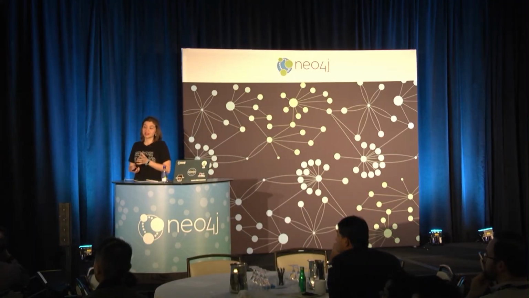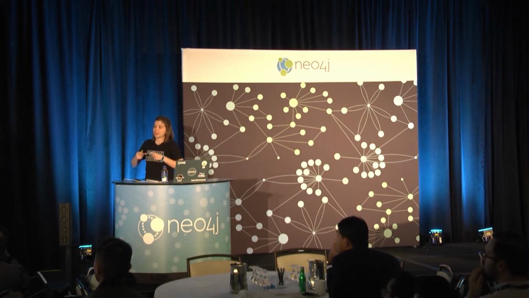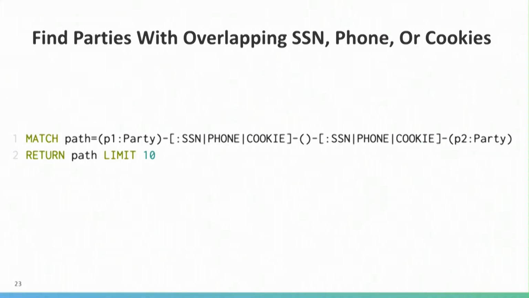Now that he's got the information all dumped in there, he needs to query it and start looking at the graph data. This is where he can construct some Cypher. He's going to look for a particular pattern, which we've defined as a variable path, where you have a party that has a social security number, phone, or cookie relationship to any other node in the middle that also has another social security number, phone number, or cookie relationship to another party. So basically where you have two parties sharing a piece of identity, or they shouldn't. Then return all of those patterns.